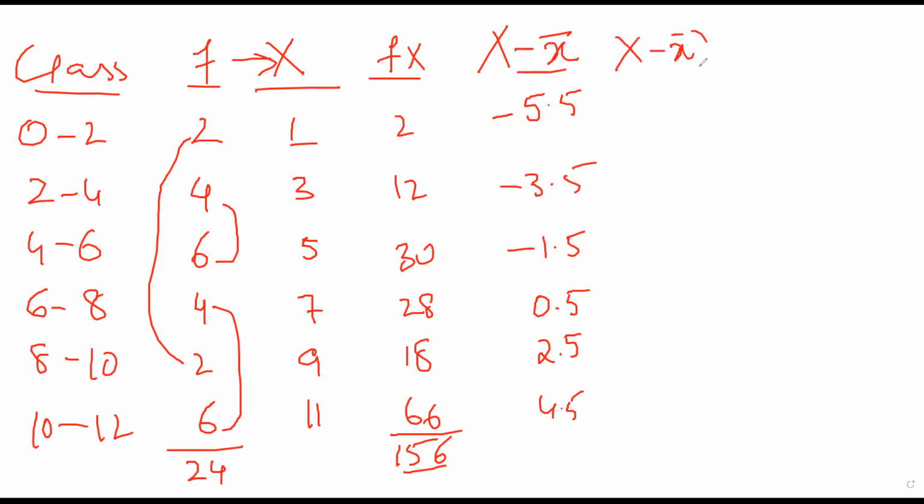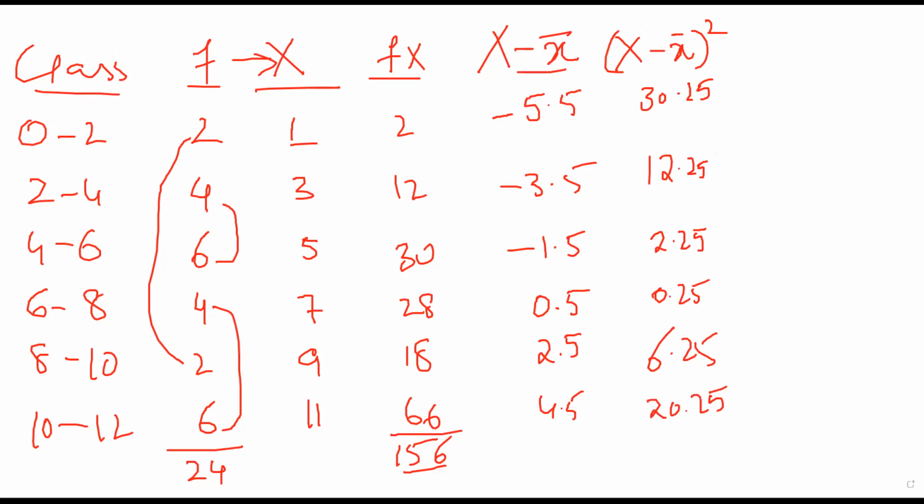Capital X minus small x bar whole square. You will get 30.25, 12.25, 2.25, 0.25, 6.25 and 20.25. If any step you are not understanding or if you want me to repeat, please feel free to ask, because even after this we'll do one more problem and after that we'll move on to the next topic. Okay, we'll already have done standard deviation for 3-4 classes now.